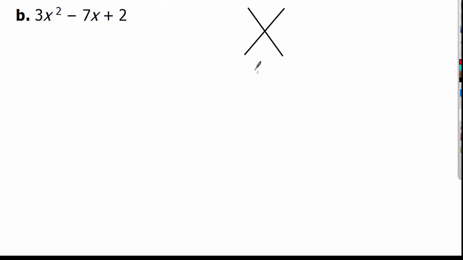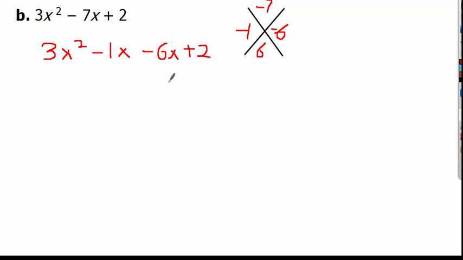Let's try another one. So in this case, I'm going to have a 6 here and a negative 7 here. Well, factors of 6 could be 1 and 6 or 2 and 3. And these two, well, they would add to get me positive, but I can make them both negative. Then I write out my problem. I have a negative 1x and a negative 6x, and add the last term.